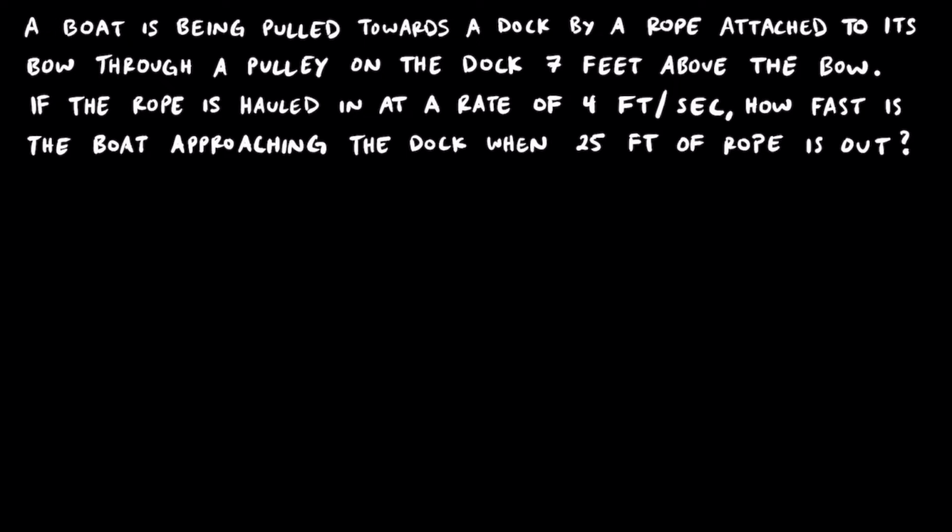Here's the third and final example of this video. A boat is being pulled towards a dock by a rope attached to its bow through a pulley on the dock 7 feet above the bow. If the rope is hauled in at a rate of 4 feet per second, how fast is the boat approaching the dock when 25 feet of the rope is currently out?